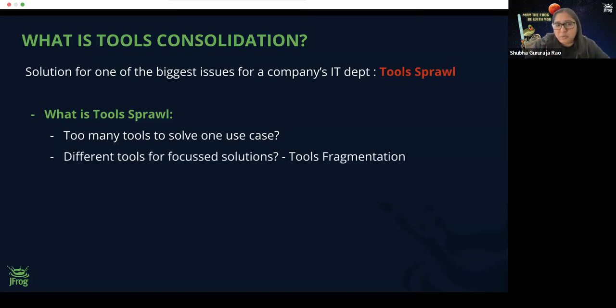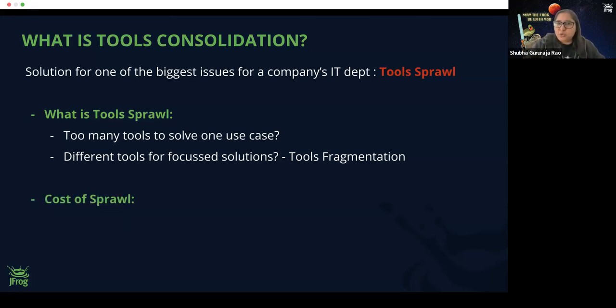There is also another one. There are different tools that are being used for different solutions. So this is about tools fragmentation. But what does this mean? Let's take this example. There are companies who are using Docker registry for maintaining the Docker images. They are using NPM registry for managing their NPM packages. Similarly, they have something for Python, something for Maven, something for Terraform. So for each of the different packages, they have different solutions, right? This is what is called tools fragmentation today.